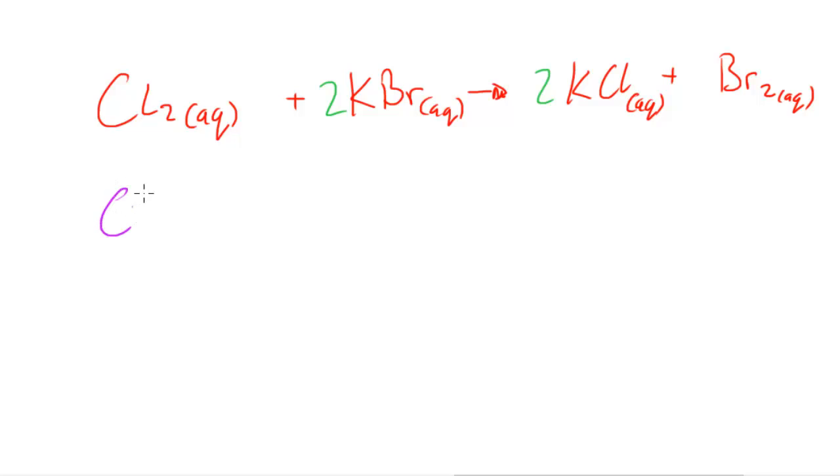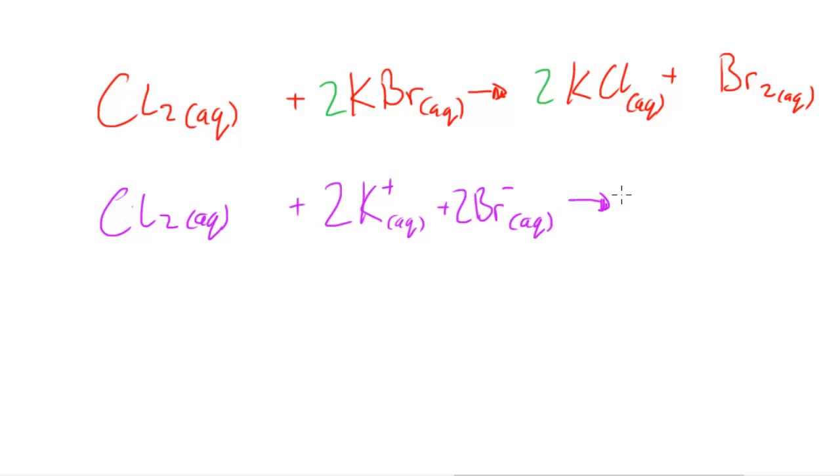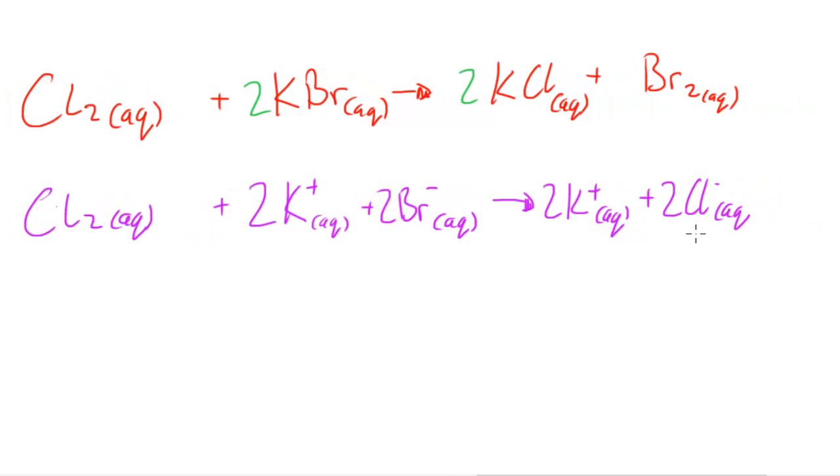So if I now draw this out, Cl2 is going to remain the way it is, and this is going to have 2K plus, since I'm splitting it up, since we've got ions here, 2K plus aqueous, plus 2Br minus aqueous, and this produces the 2K plus aqueous plus 2Cl minus aqueous and Br2.